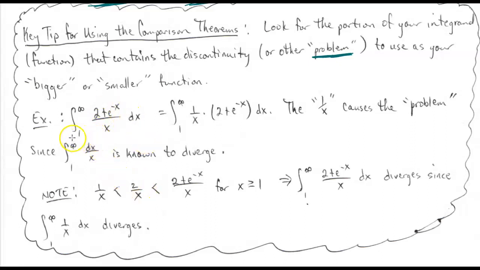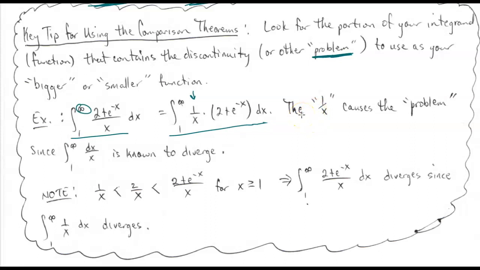So for instance, if we had this example here, then of course we know that this improper integral could be rewritten this way, where we have 1 over x times, in parentheses, 2 plus e raised to the negative x, all that as your integrand. Now, the thing that is making this particular integral improper, of course, is this upper limit here. But notice that this 1 over x could possibly cause a problem as well.